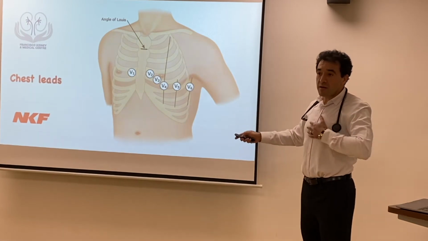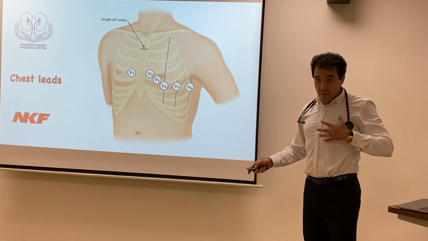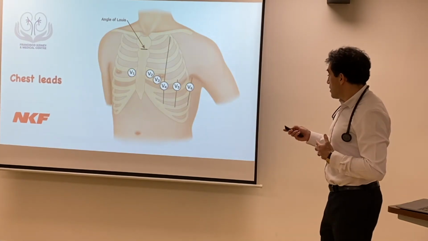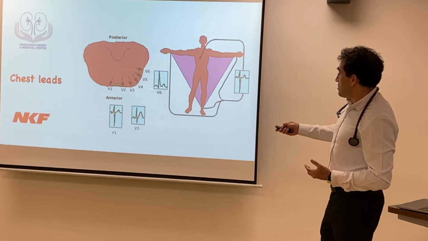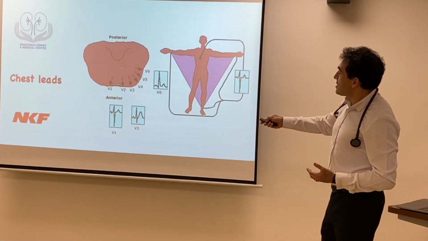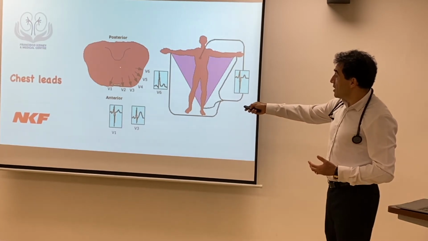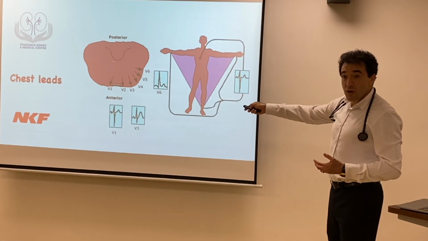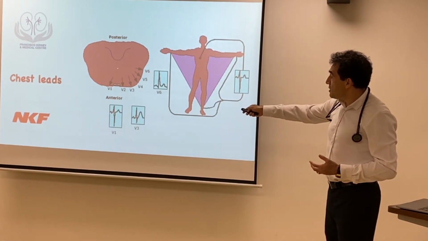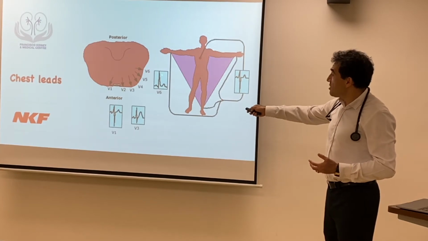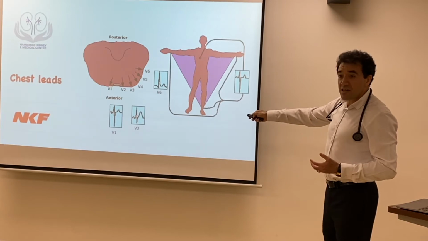That's called precordial because it's analyzing the electrical activity from the chest, in front of the heart. That's precordial. These are the chest leads again. What they see is the electrical activity from the heart going to the electrodes that you have just placed. So when the electrical activity goes toward the electrode, it's a positive deflection. When the electrical activity is moving away, it's a negative deflection. So that's what you see.